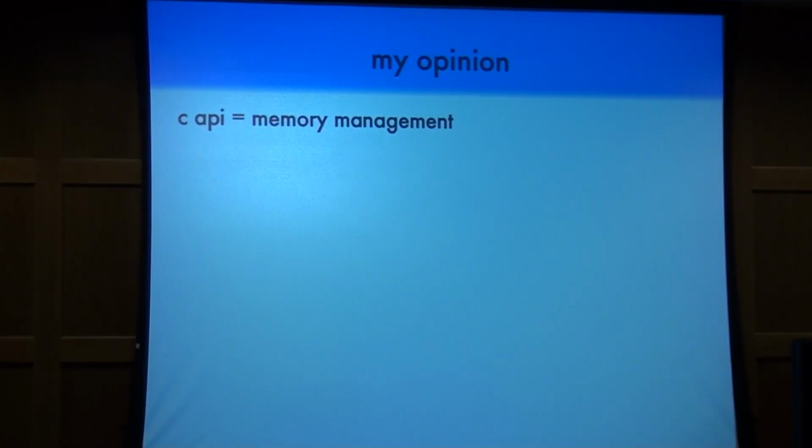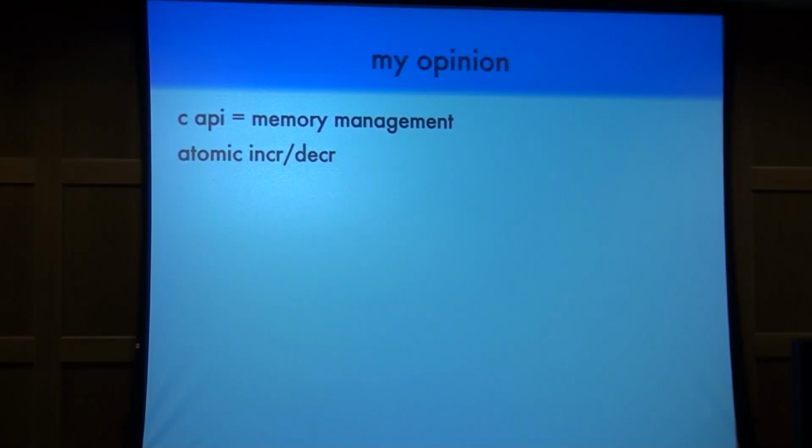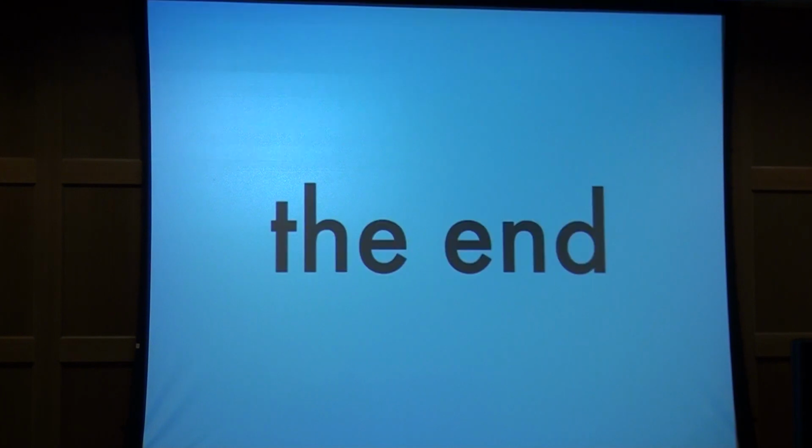So in my opinion, if we want to talk about getting rid of the GIL, exposing a C API to the world means exposing memory management to the world, and we've already done it, and we have reference counting. We can't afford to change it without breaking every C extension, which means that we can't afford to change it. And so the only thing we can do is something that doesn't change the C API. So I think atomic increment and decrement is probably the only thing that would work.